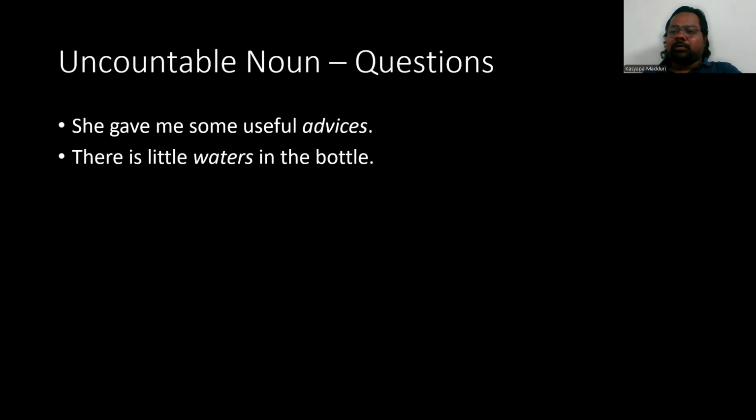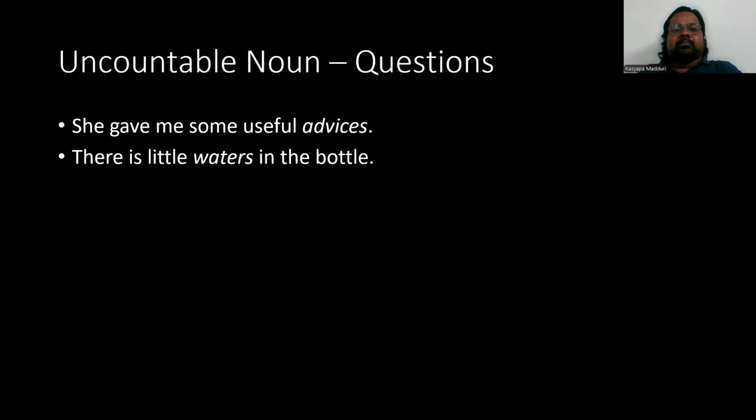There is little waters in the bottle. What does it mean? First of all, what is the difference between there is little water? Let us come to the answer first. There is little water in the bottle. Water cannot have a plural form. So it is water, not waters.